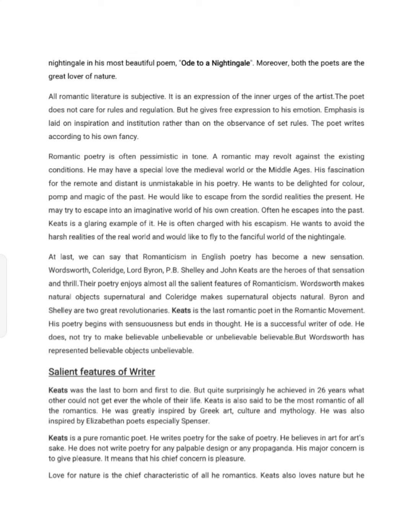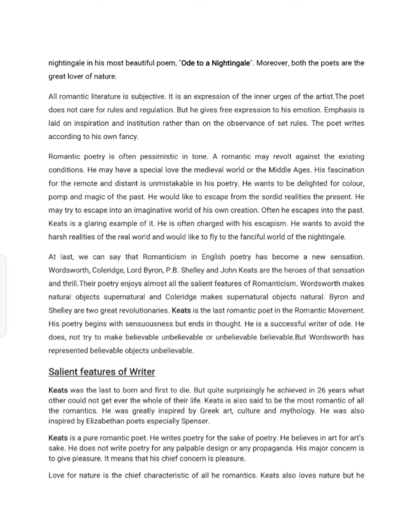The poet does not care for rules and regulations, but he gives free expression to his emotion. Emphasis is laid on inspiration and intuition rather than on the observance of set rules. The poet writes according to his own fancy. Romantic poetry is often pessimistic in tone. A romantic may revolt against the existing conditions. He may have a special love for the medieval world or the Middle Ages.